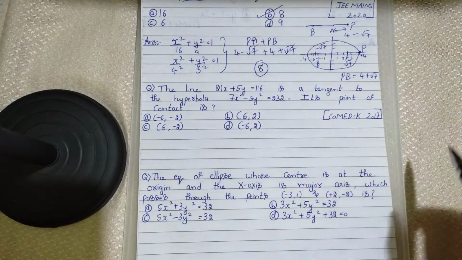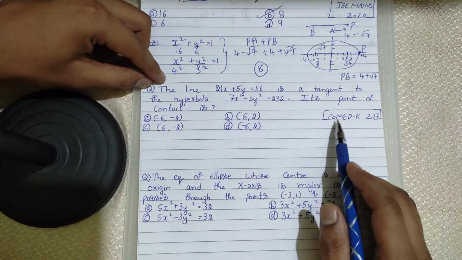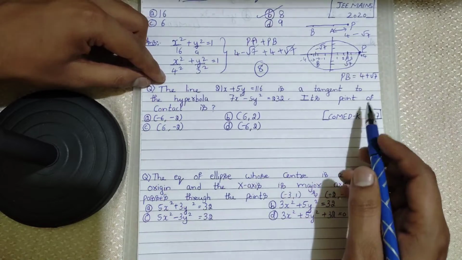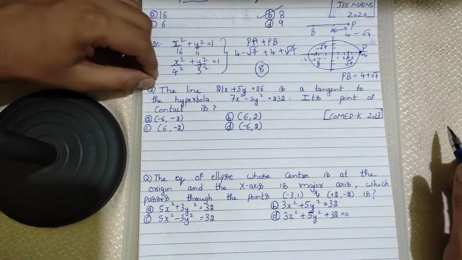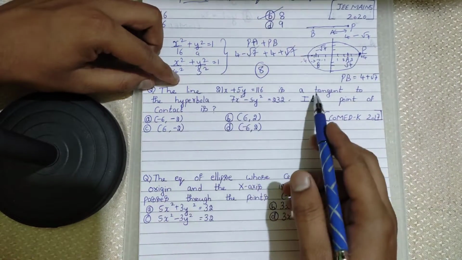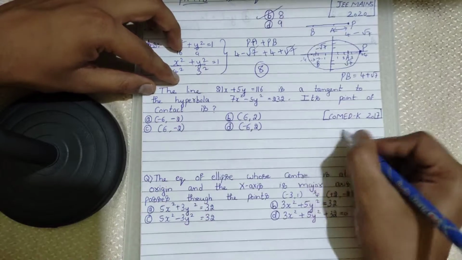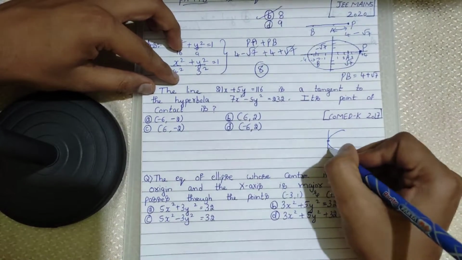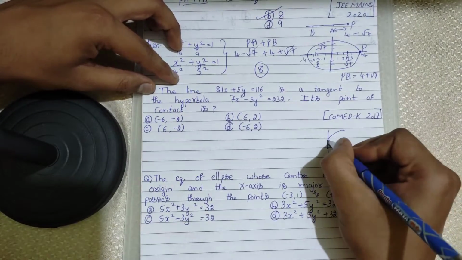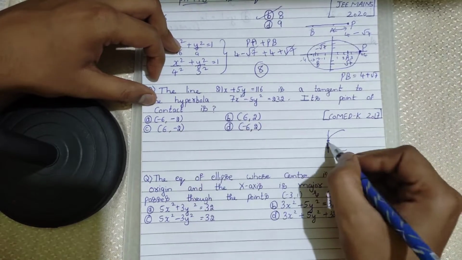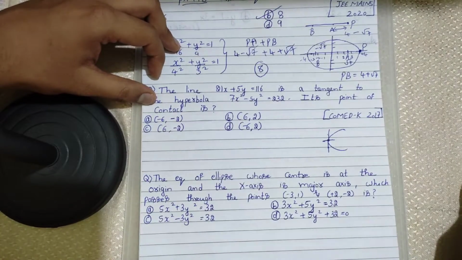This one is from COMEDK. COMEDK is also very important. You have to get thorough with all the questions and all the models, then only can you crack any examination. They have given some line equation. The tangent is to a hyperbola. We have a hyperbola and they're asking us to calculate the point on the tangent. We have a tangent here and we need the point of contact.